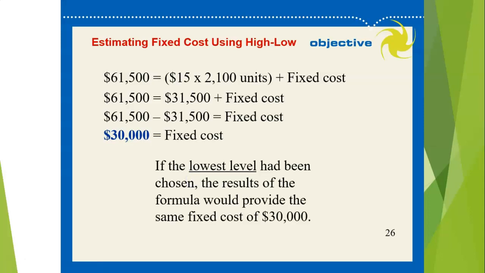Now, we did the highest, but you could have also chosen the lowest. Both of those are used to calculate out the variable amount, so you could use either one, and you would still come out with the 30,000 for the fixed cost.